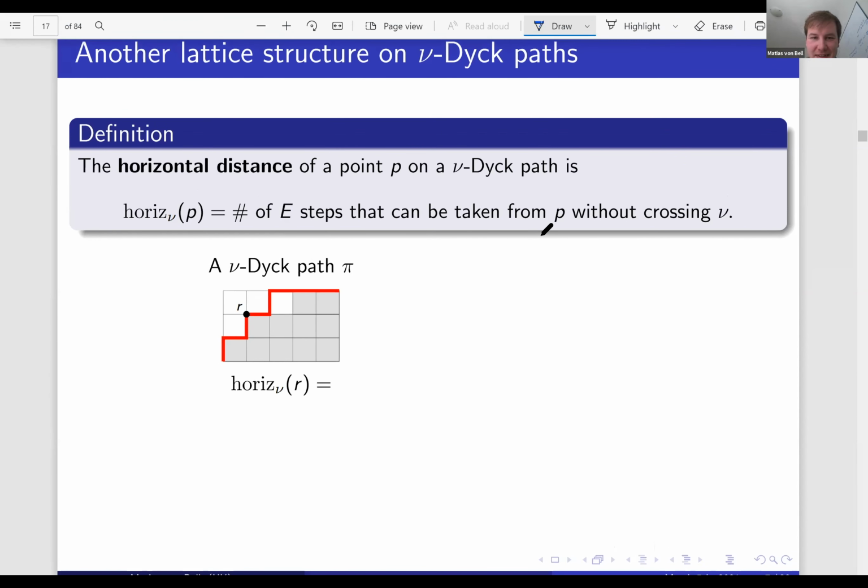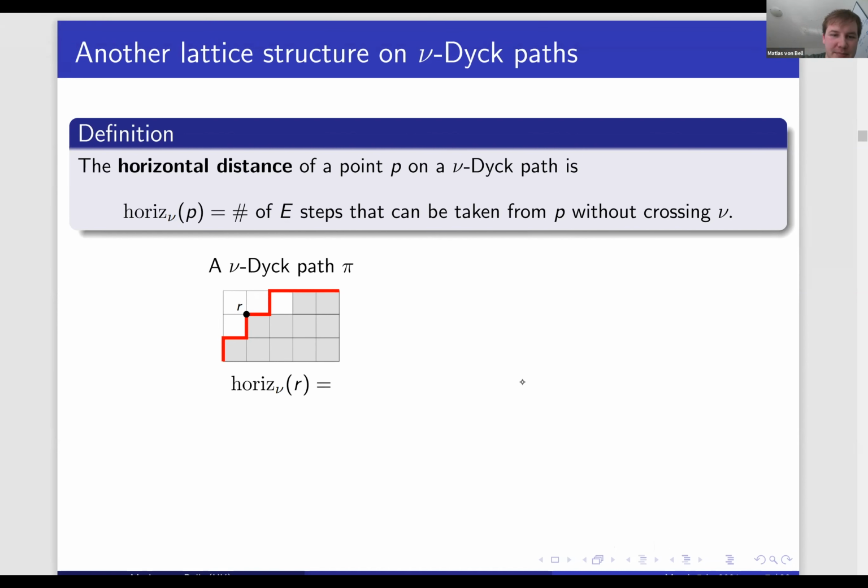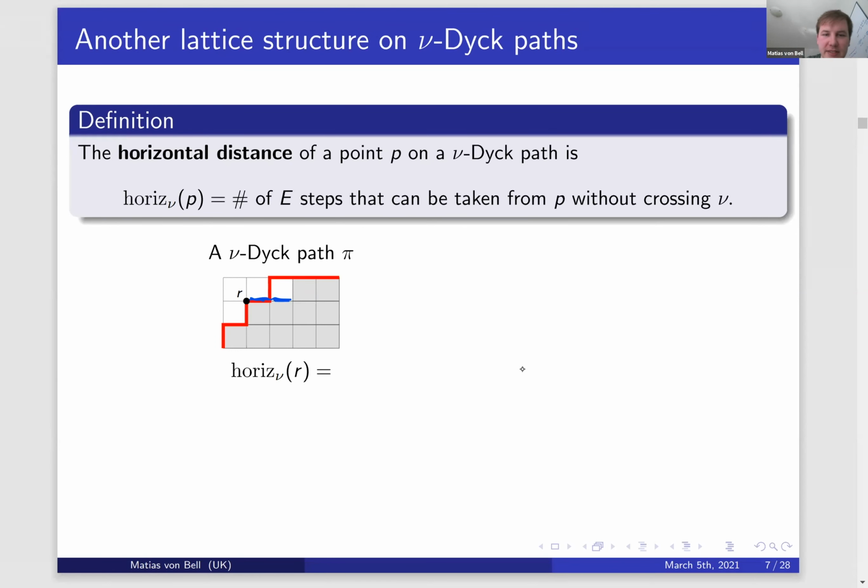Someone's in the chat. Yes, it's 2, exactly. Right, because you can take 2 steps here from 2 e-steps, but then if we took a third one, we would go into the shaded region, and that's not allowed. We would be crossing nu. So this horizontal distance is 2.